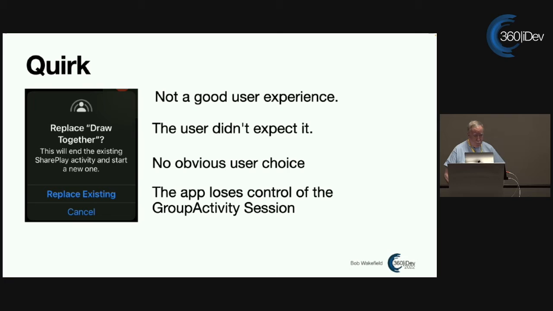We can trigger this pop-up by activating an activity when a group activity session of the same type is already in progress. This is not a good user experience. The user does not expect to see it. There is no obvious choice. It's not like the shared media experience where it's obvious they're going to play a different selection. Depending on what the user chooses, their devices can end up in separate sessions. We need to avoid triggering this pop-up altogether.